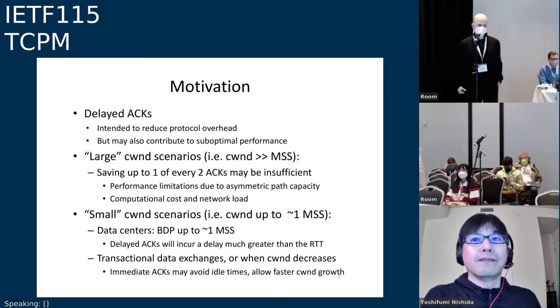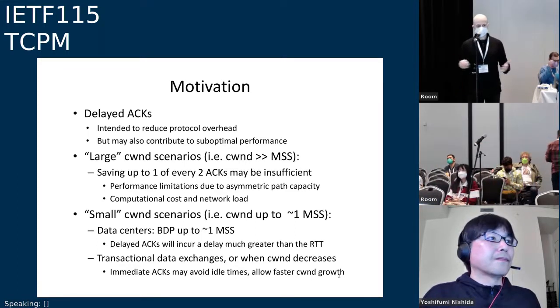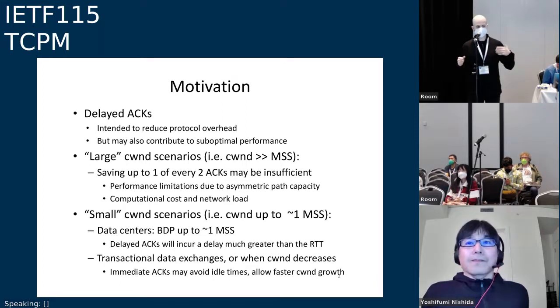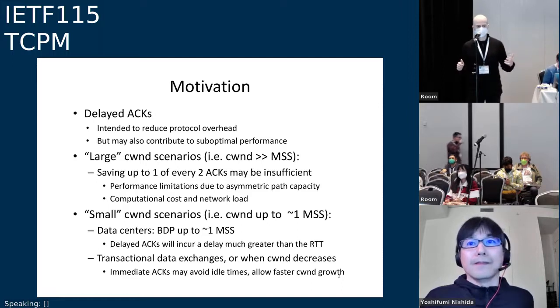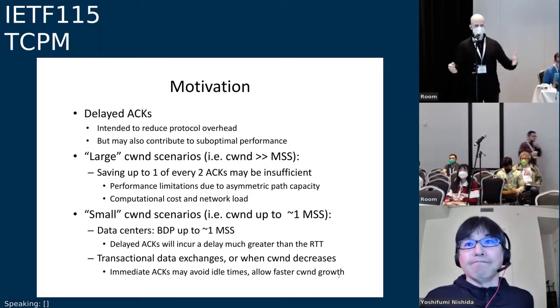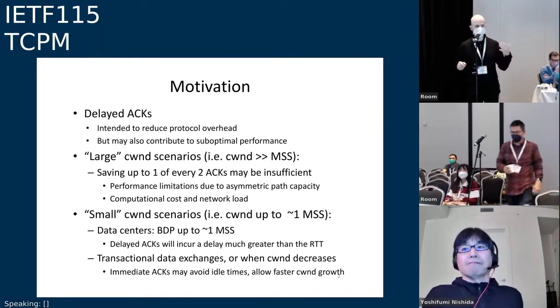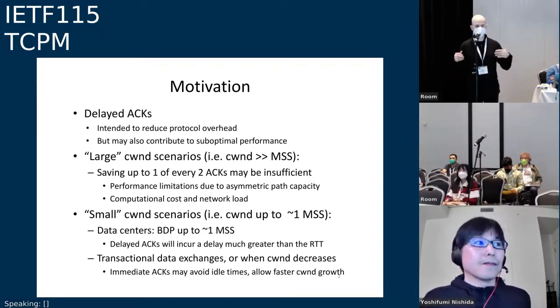Okay. So first of all, a review of the motivation for the draft. Delayed ACKs is a widely used mechanism which is intended to reduce protocol overhead. However, in some cases, it may also contribute to suboptimal performance. For example, there are so-called large congestion window scenarios, meaning a congestion window size much greater than the MSS, where saving up to one of every two ACKs may be insufficient. For example, when there may be performance limitations due to highly asymmetric path capacity, or when we may want to further reduce the computational cost and network load of too many ACKs.